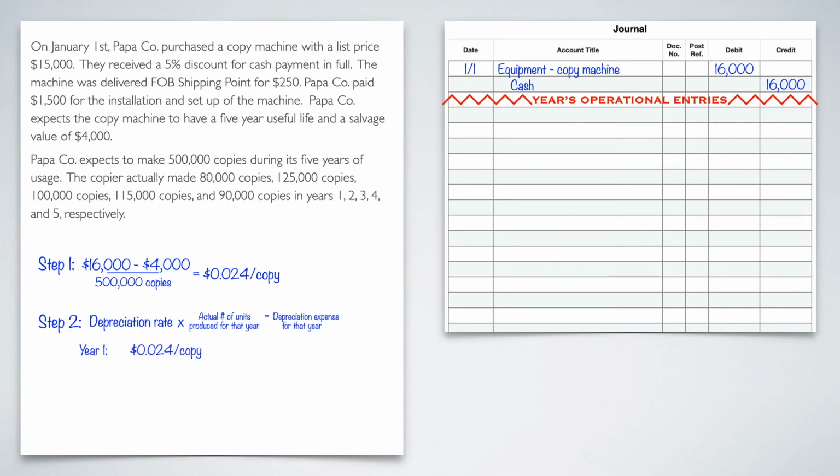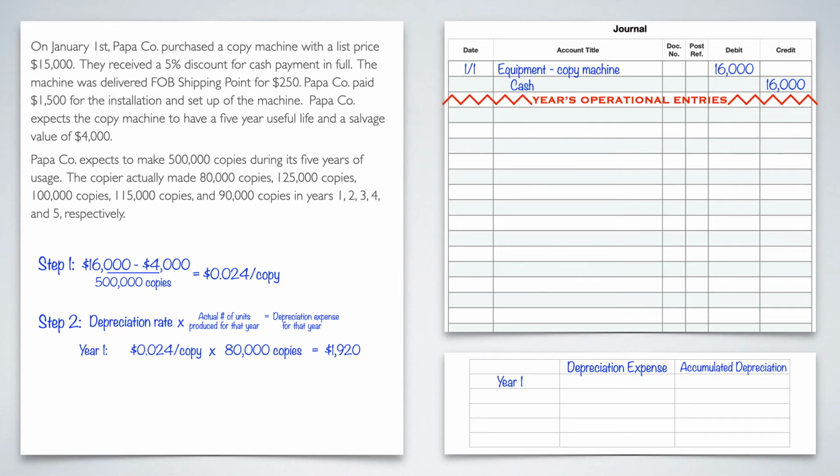In year one we made 80,000 copies. So we take our depreciation rate, 0.024, multiply that by 80,000 copies, and that gives us a depreciation for this year of 1,920. So again, I'm going to make that table. Year one, depreciation expense is 1,920. Accumulated depreciation is 1,920. And then my journal entry for the adjustment is 1231, depreciation expense of 1,920, and accumulated depreciation of 1,920. That takes care of year one.